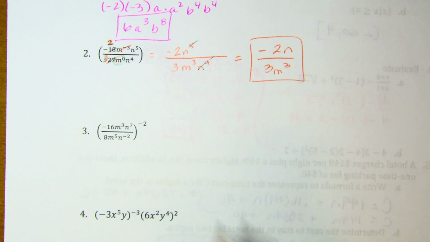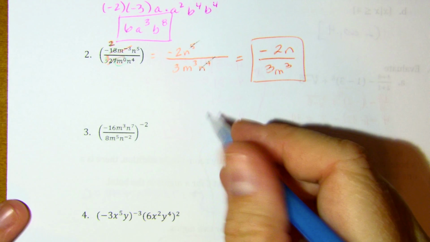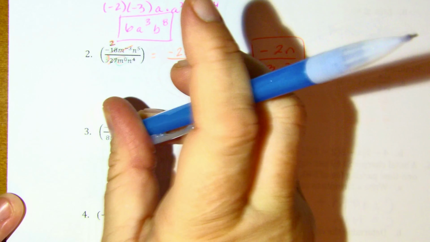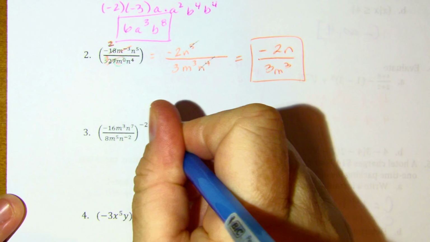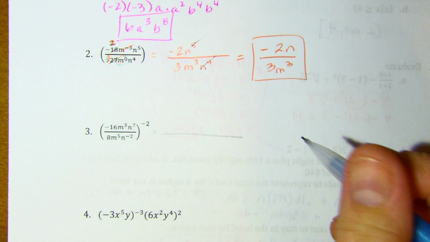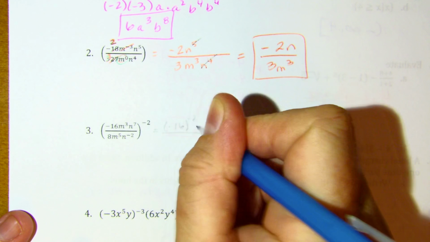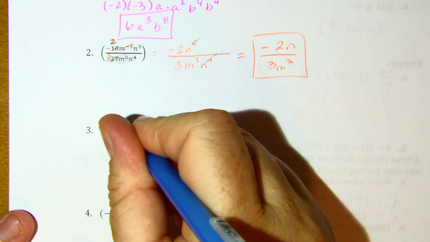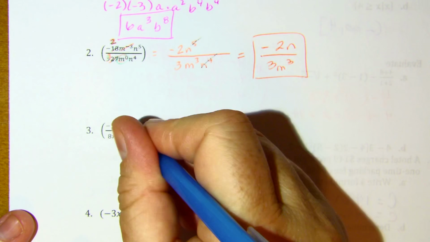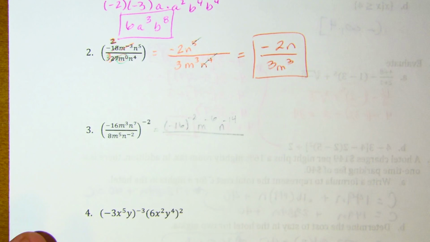Next one, we now have a negative exponent we're distributing in here. So the first thing I want to do is distribute that exponent into everything inside. Now, there's more than one right way to approach this problem. Some people do it in a different order. This is just the order that I prefer. So I have negative 16 to the negative 2 power. I have m to the third to the negative 2, so that becomes m to the negative 6. And then n to the seventh to the negative 2 would be n to the negative 14.